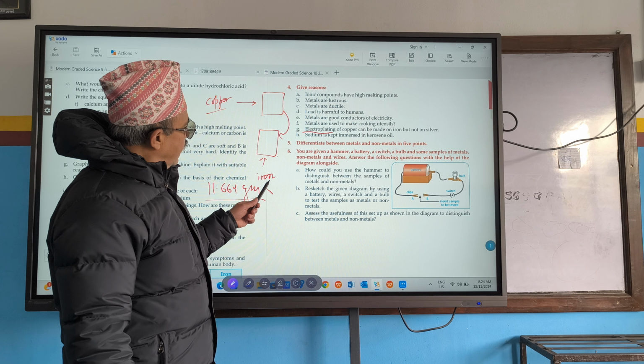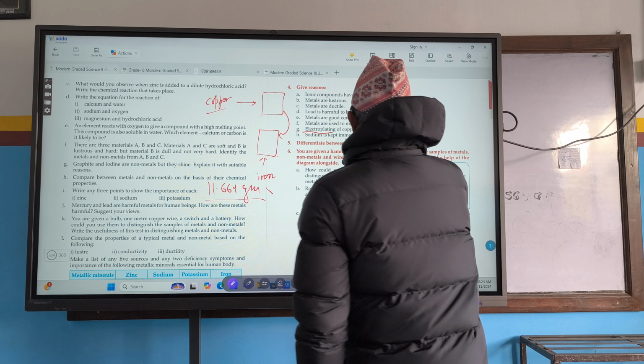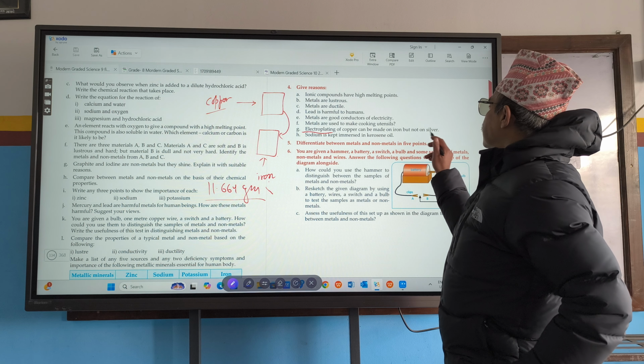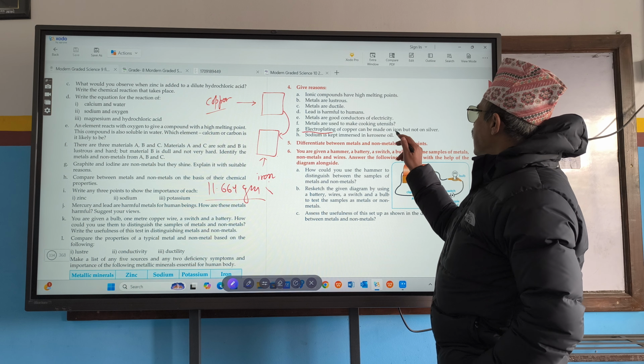So it can be done, right? But in between copper and silver, silver is less reactive, copper is more reactive, so it cannot be done. So here what can you write? Electroplating of copper can be made on iron but not on silver because iron is more reactive than copper, but silver is less reactive than copper.